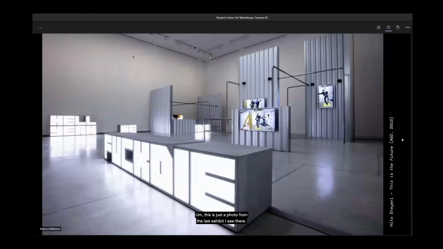This is just a photo from the last exhibit I saw there, which was an installation work by Berlin-based artist Hito Steyerl. She's really interested in network culture and capitalist surveillance and the internet. Really cool. Go there. It's free. Spend some time there. Take photos and archive those.